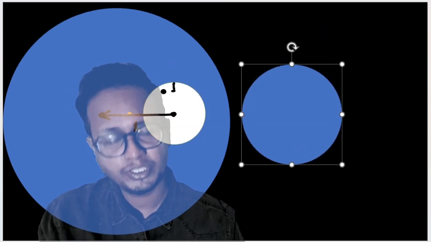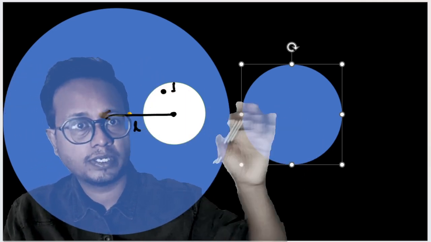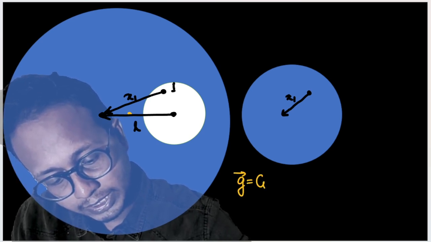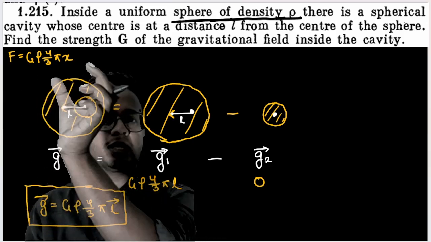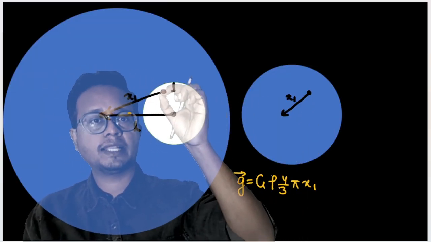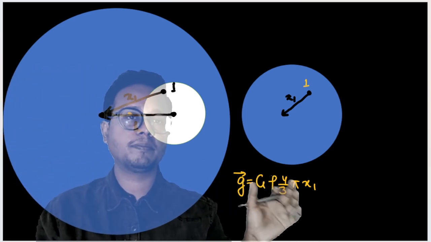Suppose I'm just drawing this sphere a little bit smaller. So what is the gravitational field due to the larger sphere at point 1? Let this point be the x1 vector. So the gravitational field out here is nothing but G into rho into 4 by 3 pi x1. I will use this formula, G into rho into 4 by 3 pi x1. So the gravitational field due to the larger sphere at point 1 is G into rho into 4 by 3 pi x1.